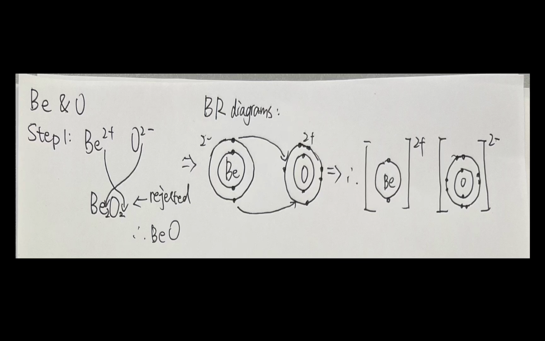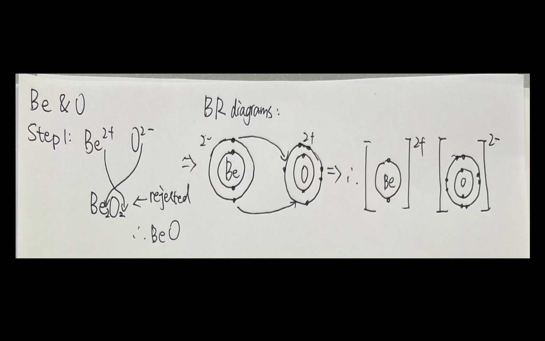So this video will be explaining the electron transformation in the ionic bond using diagrams. And the diagrams are Bohr-Rutherford diagrams and Lewis diagrams. We have 4 examples in total, and there are 2 Bohr-Rutherford diagrams and 2 Lewis diagrams. So let's start with the first example.